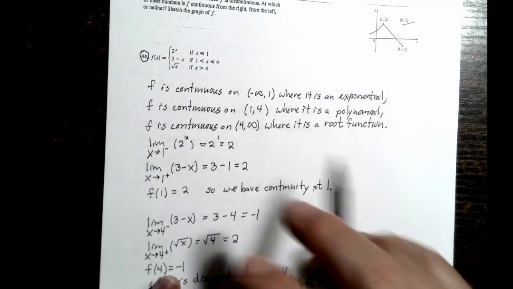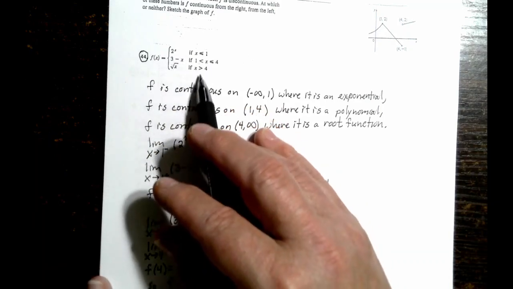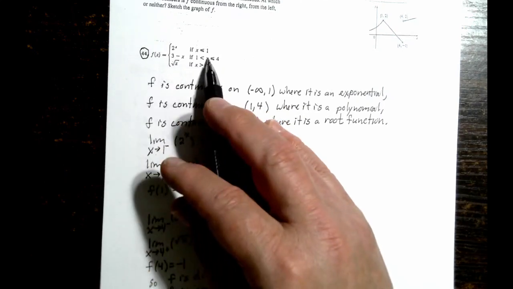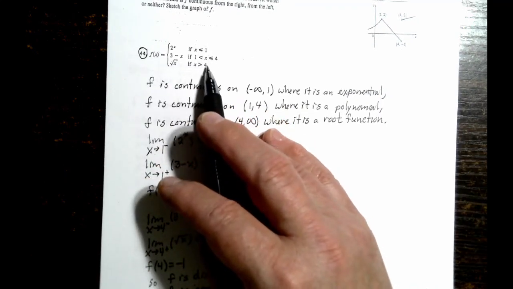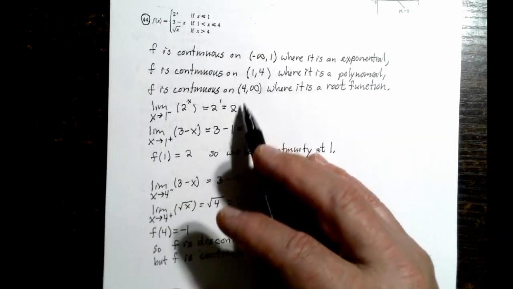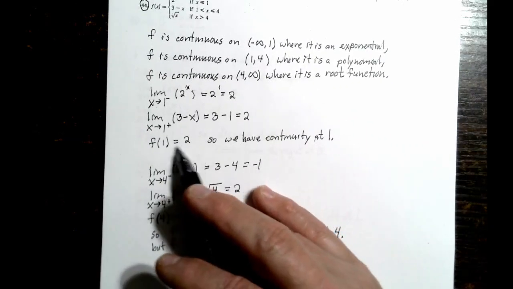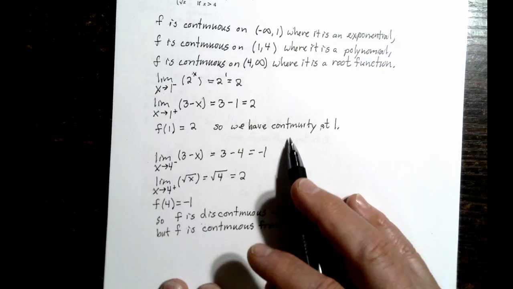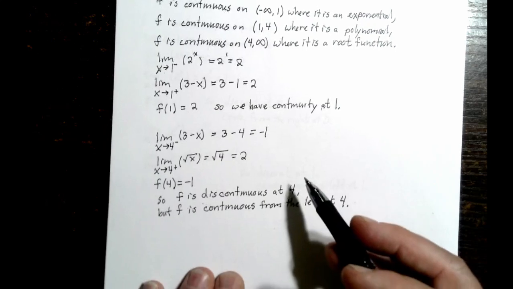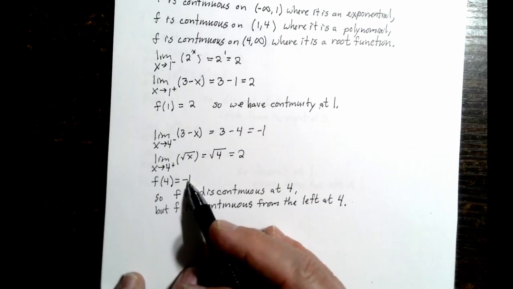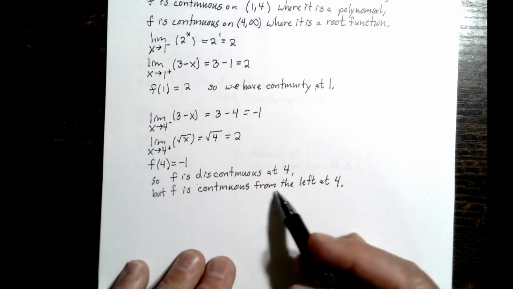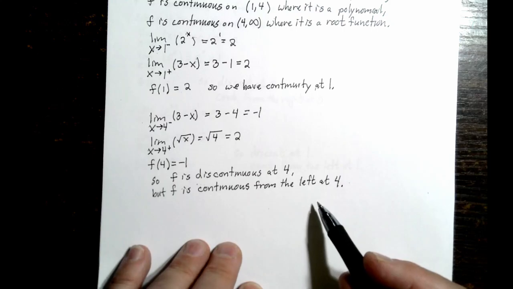And the same idea here, it's continuous for minus infinity to 1, from 1 to 4, and 4 to infinity, all open intervals. But you have to worry about it at 1 and at 4, so you're going to have to take the limit from the left and right and look at the point. From the left you get 2, from the right you get 2, and at the point you get 2, so it is continuous at 1. From the left and the right you get two different values, so it's discontinuous at 4. And f of 4 equals minus 1. Now if you approach from the left and you get minus 1, and at the point you get minus 1, that means it has continuity from the left at 4.